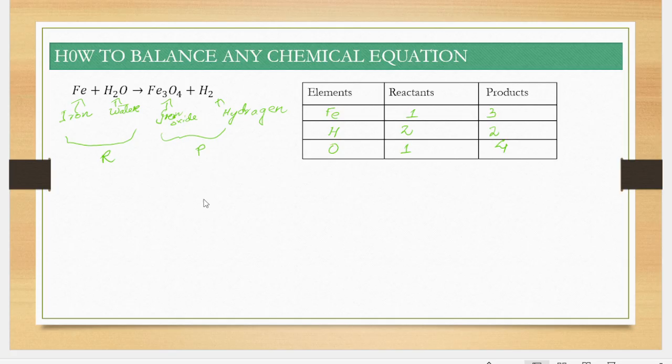So, to balance the equation, what will we do? We'll balance one element at a time. First of all, we'll balance iron. On the reactant part, iron is 1 and on the product side, iron is 3. So we'll multiply 1 with 3. Now we'll see what we have got. Reactant side, we have got 3. On the product, 3. So iron is balanced.